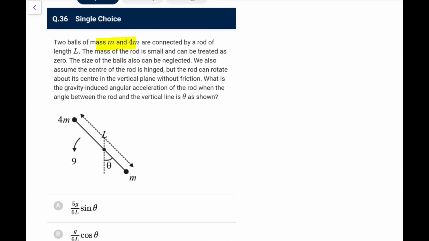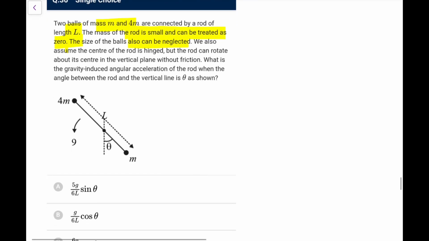Two balls of masses m and 4m are connected by a rod of length L. If the mass of the rod is small and can be treated as 0, the size of the ball also can be neglected. We also assume the center of the rod is hinged, but the rod can rotate about center in the vertical plane without friction. What is the gravity induced angular acceleration of the rod when the angle between the rod and the vertical line is theta? Okay, so again you have to first find out the torque.